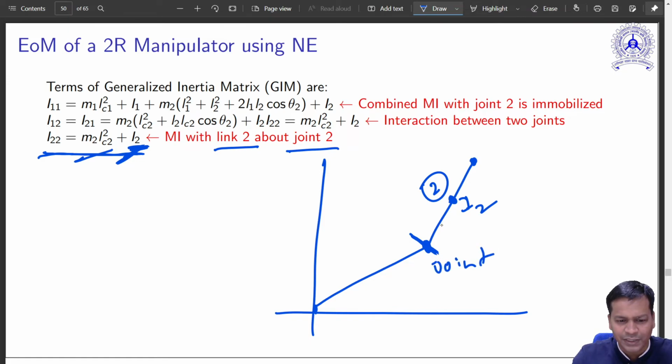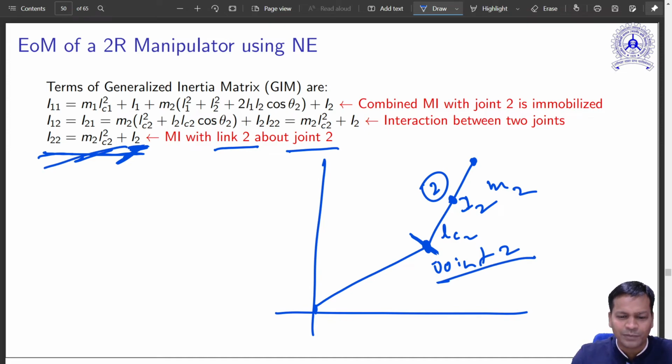So, if this is the distance LC2, and this is the mass M2, then overall it will be M2 LC2 squared. This is using the parallel axis theorem. So that is what it is: the moment of inertia of the second link with respect to joint 2.